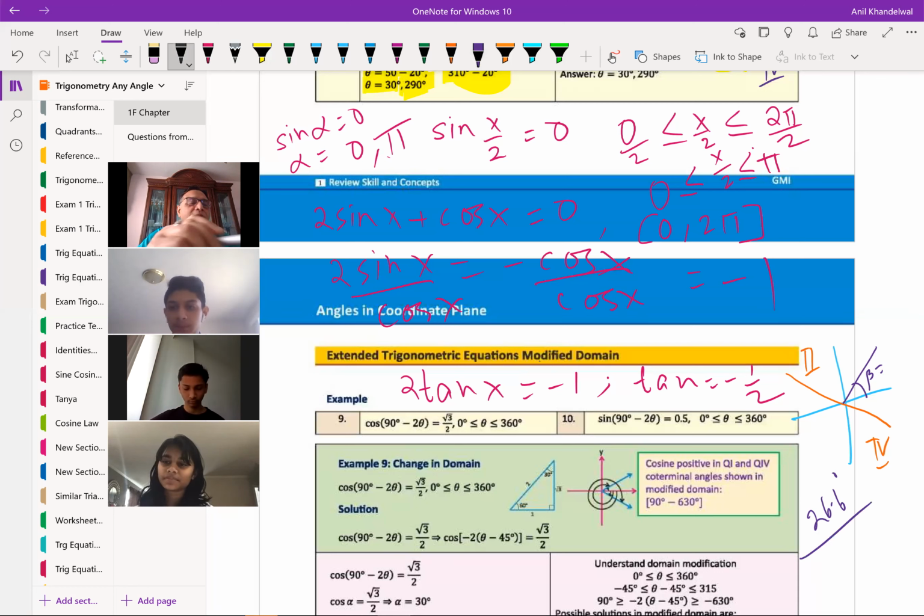Let me use a different calculator, and I get 0.46 as well. So I'm just writing 0.46, and I could round it to 0.464. Is that okay? So that becomes your related acute angle. The two solutions are pi minus 0.464 and 2 pi minus 0.464.